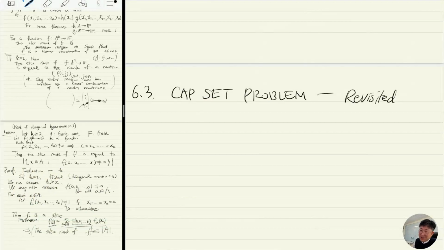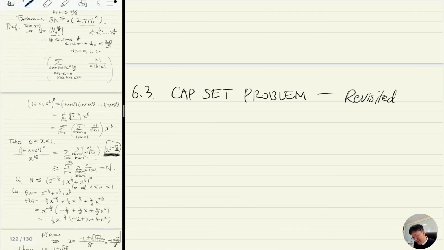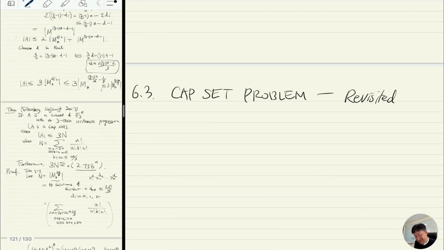All right, so in the previous video, we talked about the definition of slice rank, and we also had a lemma about the slice rank of the hyper matrices, which are diagonal. And now we're going to show you how we can use this lemma to reprove the theorem on the cap set problem by Ellenberg and Gijswijt. So let me remind you what the theorem is.